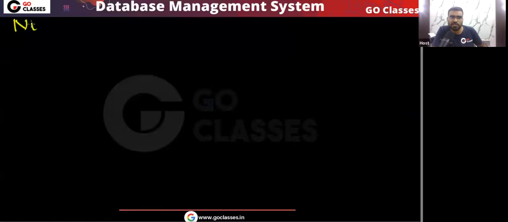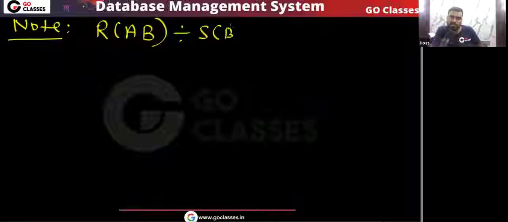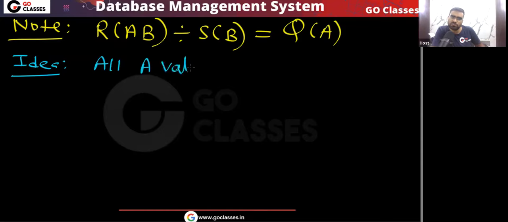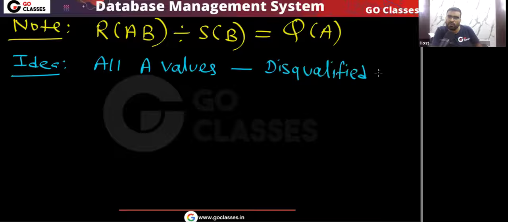Let me write it. See, this is actually very easy. For example, if you have AB and you divide by S, which has B, you already know the result. The result will have only A values. So I want only A values. Now remember, the idea is this: you find all A values, minus you remove disqualified A values.